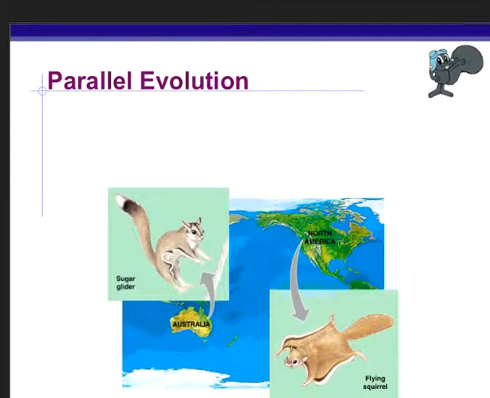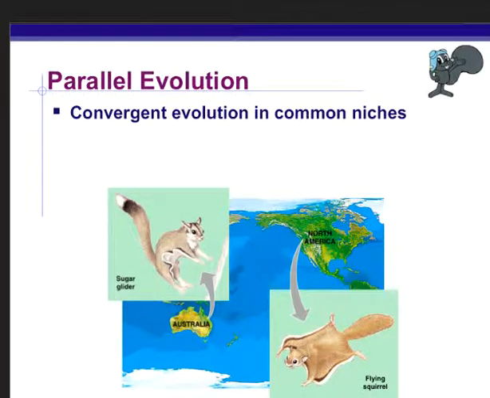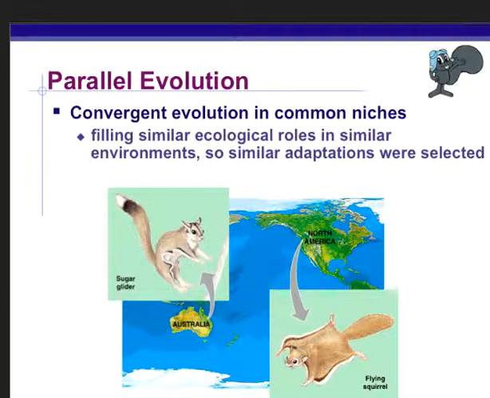And then another little bit about evolution that we see is called parallel evolution. The sugar glider of Australia and the flying squirrel of North America have evolved similar behaviors combined with adaptations. These are convergent evolution, what we call a common niche. And we haven't studied a niche, but a niche is a specific role in what something does or has to do to get food and survive. So, they fulfill similar ecological roles in similar environments, and so their adaptations ended up being similar.